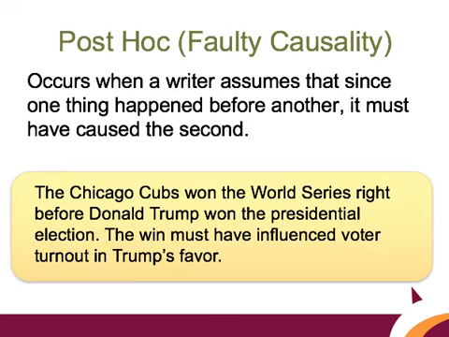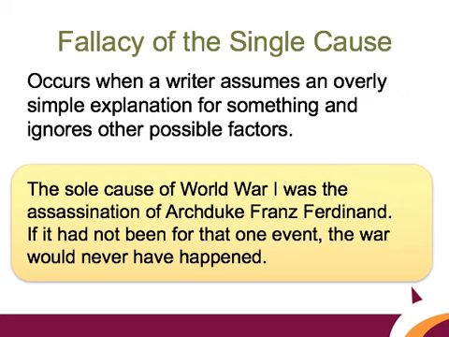So the post hoc fallacy, or faulty causality, occurs when a writer assumes that since one thing happened before another, it must have caused the second. Right? Obviously, that doesn't have to be the case, but it can make for a compelling argument. The fallacy of the single cause is when a writer assumes an overly simple explanation for something and ignores other possible factors. Right? Things usually aren't that simple.